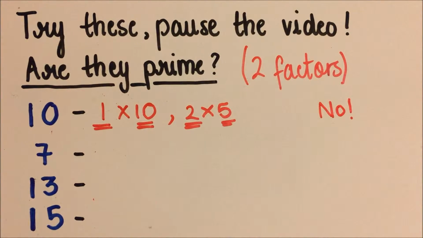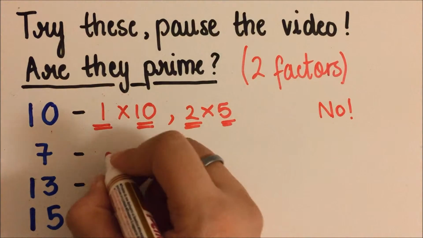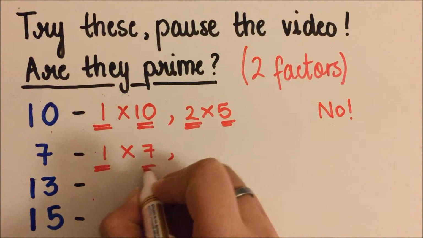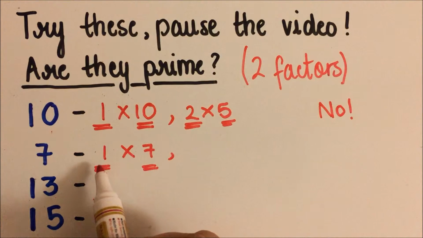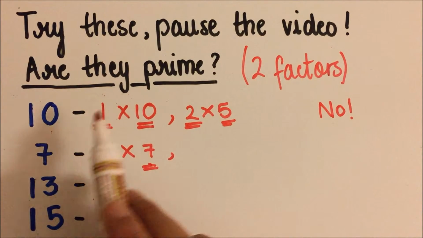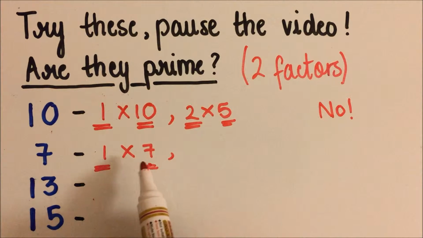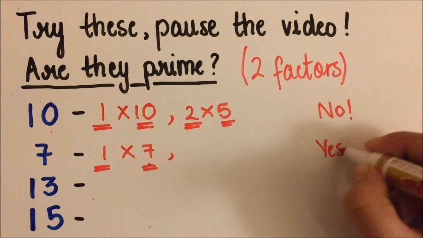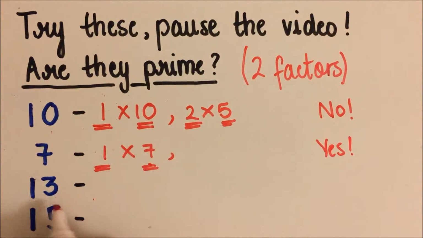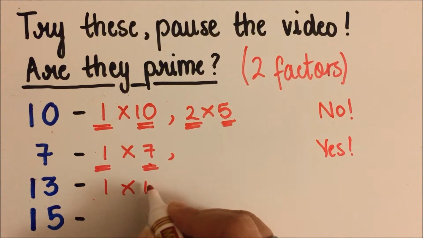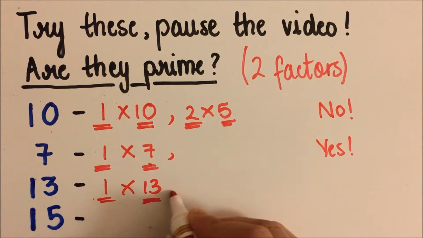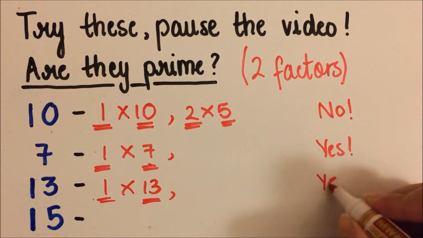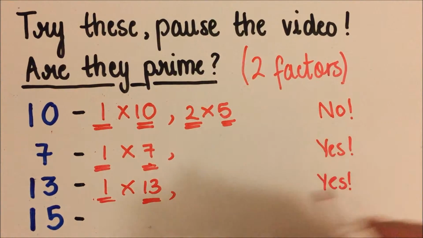So let's take a look at 7. We know 1 times 7 will give us 7 because every number definitely has 2 factors, 1 and itself. Does it have any more? No, it doesn't. Therefore, it is a prime. 13, 1 times 13 gives us 13. Does it have any more? No, it doesn't. Therefore, it is indeed a prime.